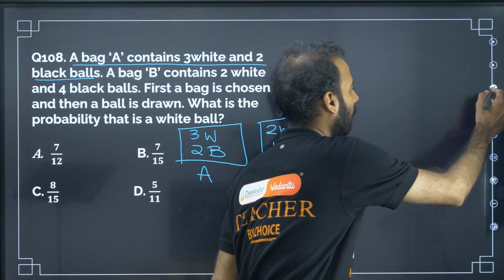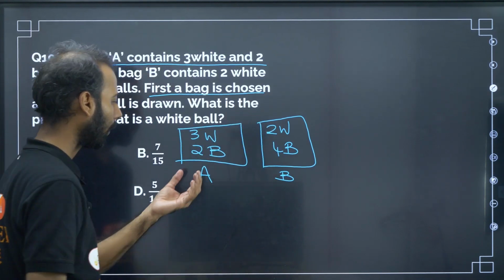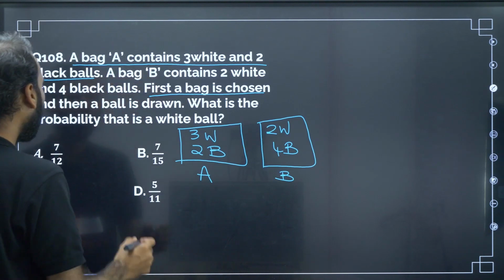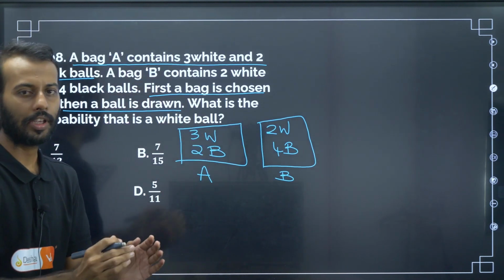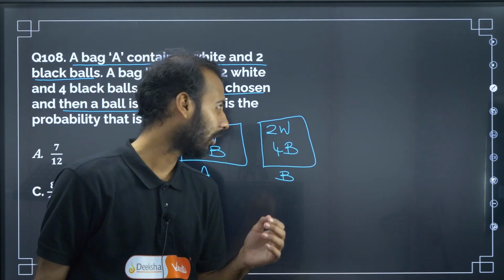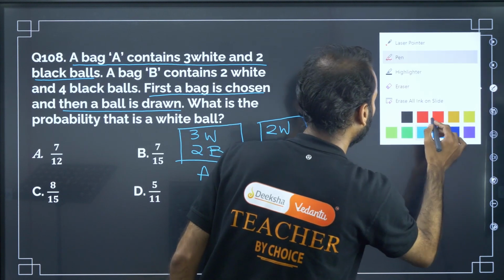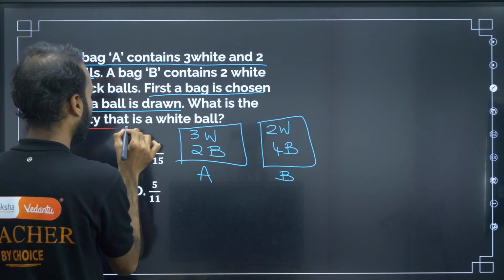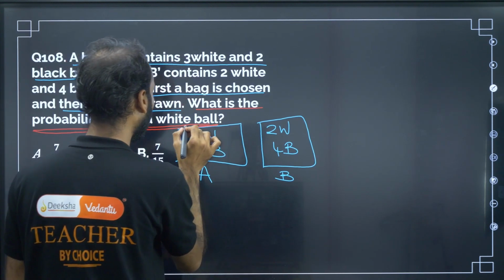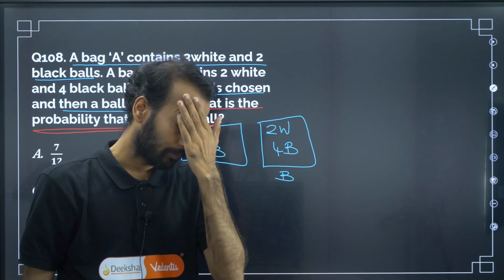Now what are they asking? First a bag is chosen. From this they may take A, they may take B. They have not said which, but first a bag is chosen and then a ball is drawn. We don't know whether it is bag A or bag B. They are choosing bag A or bag B, and then drawing one ball. What is the probability that it is a white ball?